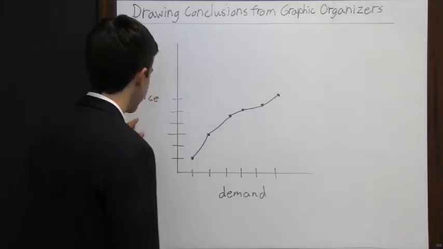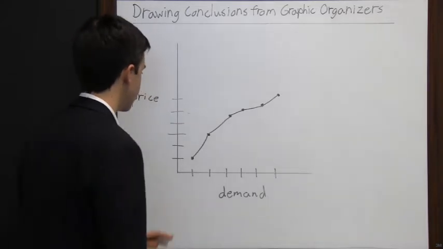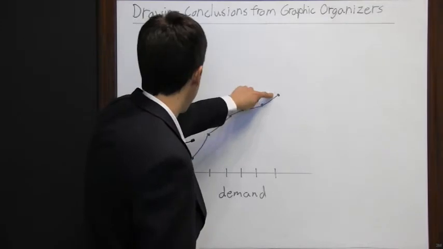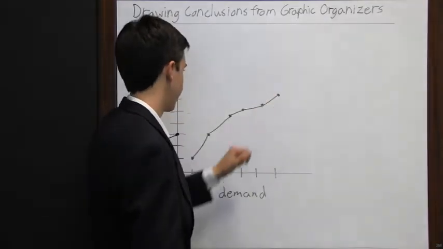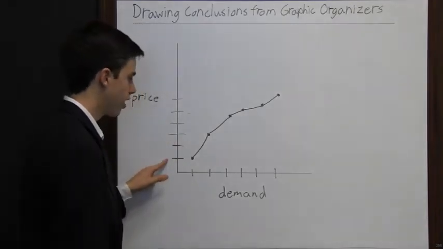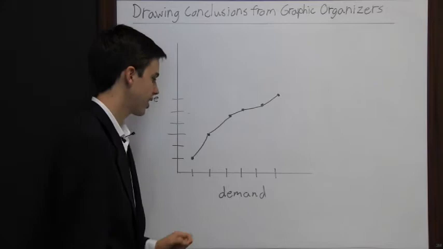It compares the price of bread to the demand for bread. So notice here, as demand rises, price also rises, because over here, see, price is very high, well, demand is also very high. Well, notice here, when demand is low, price is also very low. So we know here that price and demand relate to each other in some way.